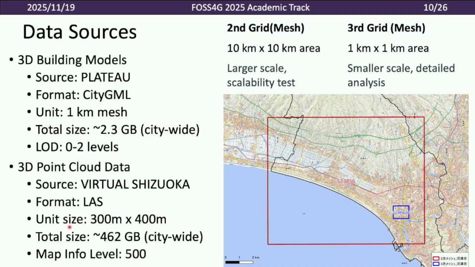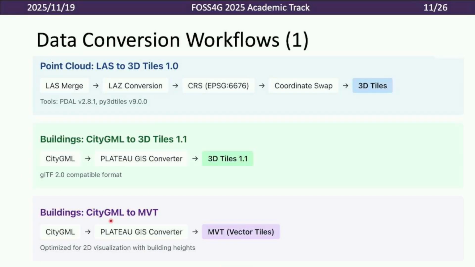Maybe unit size is 300 meters, 400 meters. The total size is very large in this full Numazu city area. So first, data conversion and the workflow in the display website. For point cloud data conversion from LAS to 3D Tiles version 1.0, we use a five-step process.